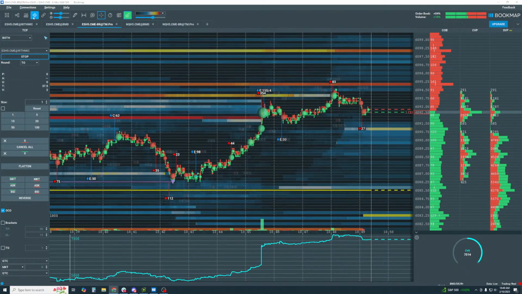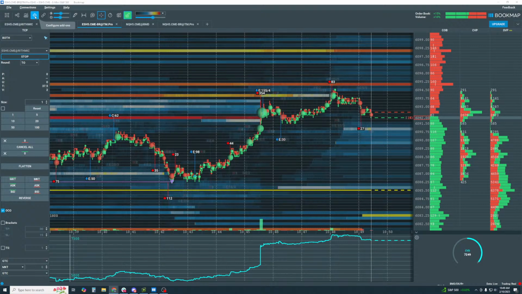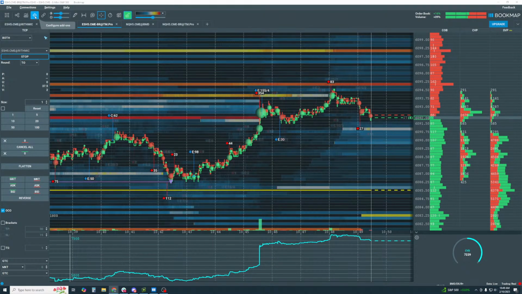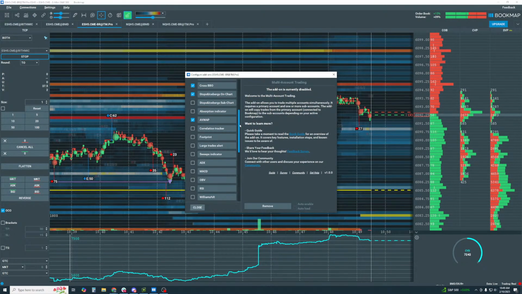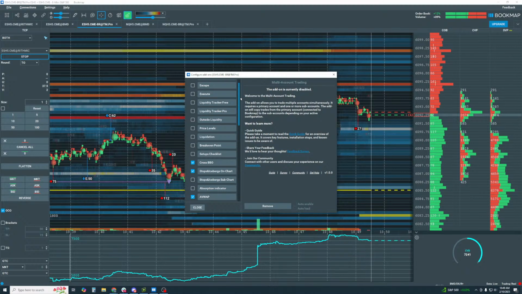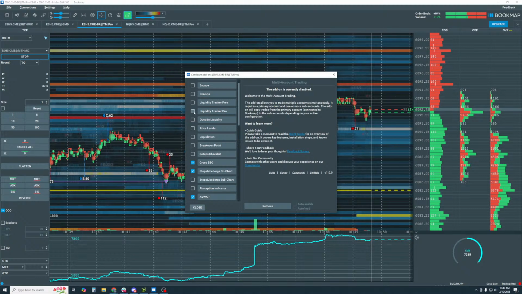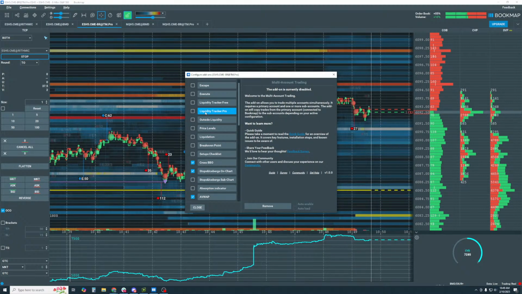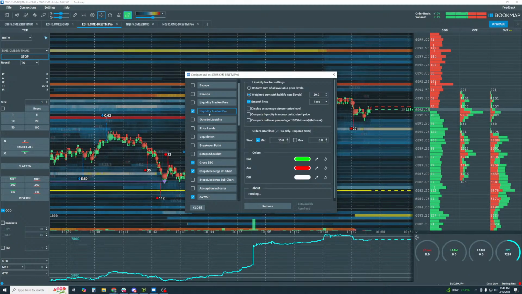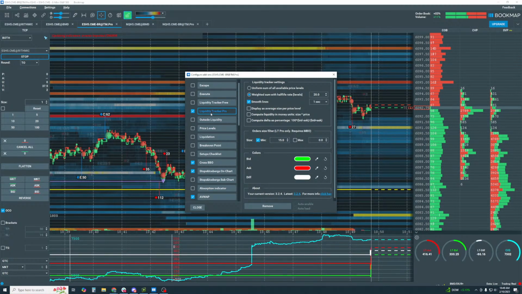All right, so let's go through it. And I'll add the liquidity tracker in here. Now there's two different kinds of liquidity trackers in here. You can see there's a free one and there's Liquidity Tracker Pro. The Liquidity Tracker Pro is the one that is part of the MBO bundle. And let me show you the difference here of what it shows.